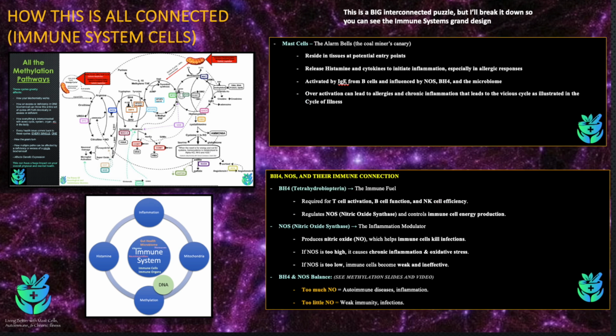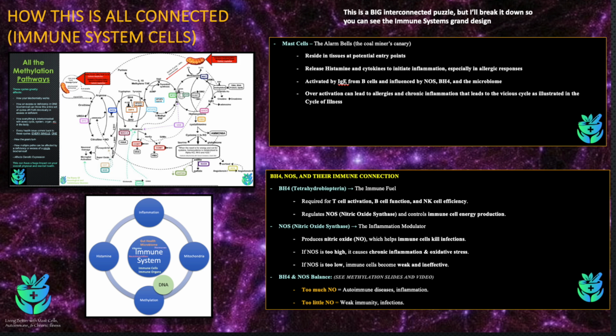Mast cells are the alarm bells. It's kind of like the coal miner's canary. They are also the master switch to the immune system. They reside in the tissues of potential entry points. They release histamine and cytokines to initiate inflammation, especially in allergic responses. They are activated by IgE from B cells and influenced by NOS, BH4, and the microbiome. Overactivation can lead to allergies and chronic inflammation that leads to a vicious cycle, as illustrated in the cycle of illness, and as I've been demonstrating throughout this series.